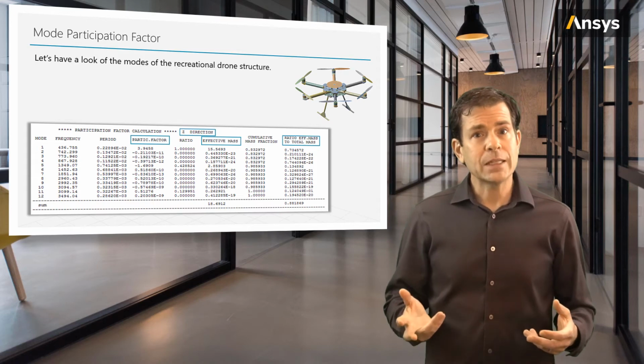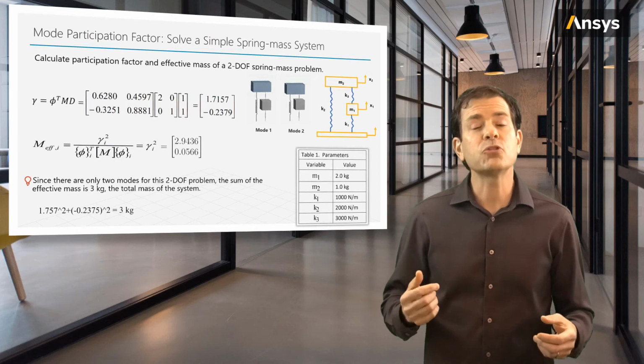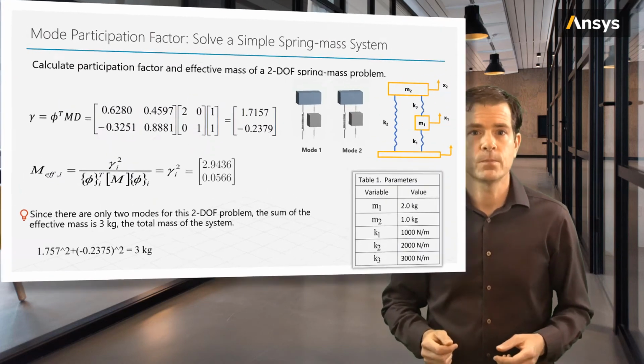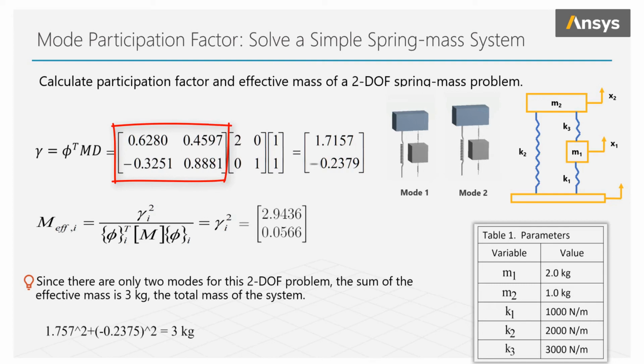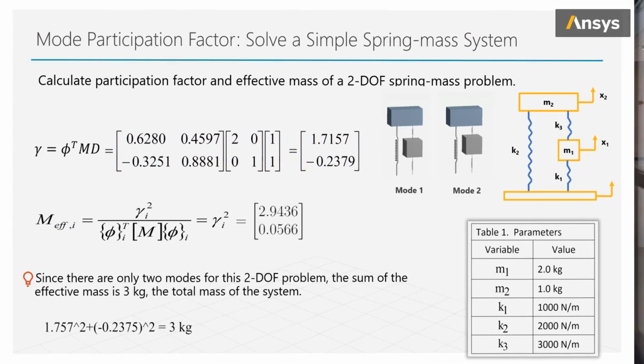So let's have a look at the calculation of the mode participation factor and effective mass for our simple 2 degree of freedom spring mass system. We have the eigenvector matrix phi from the modal analysis, which we solved in the preceding lesson. We do a simple transpose on it and multiply it by the mass matrix and the excitation direction vector D. The excitation direction vector D in this case has 1 for both values, as we only have degrees of freedom in the y or vertical direction, and we are looking for the participation factor in that direction.